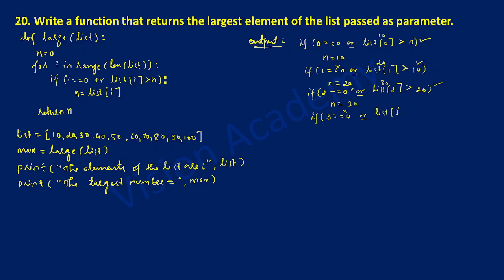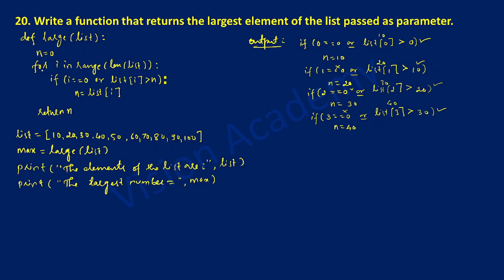List of 3. List of 3 is having value 40. So 40 is greater than n, and what is n? n is 30. So whether 40 is greater than 30? Yes, the condition is true. If this is true, then this initialization takes place. n is equal to list of i, that is list of 3, consisting of value 40. So 40 is equated to n.